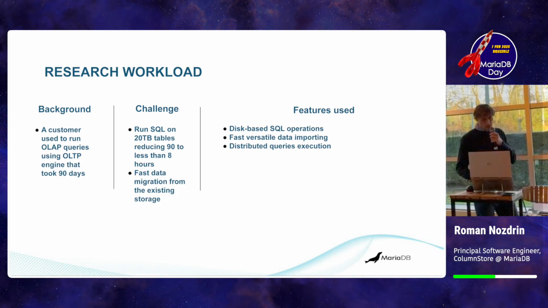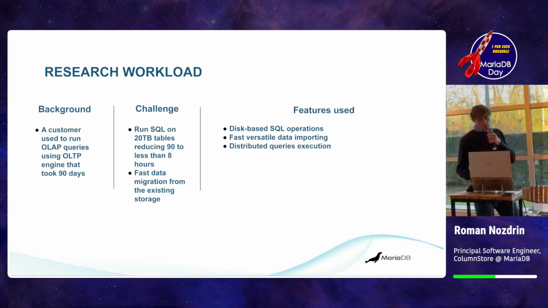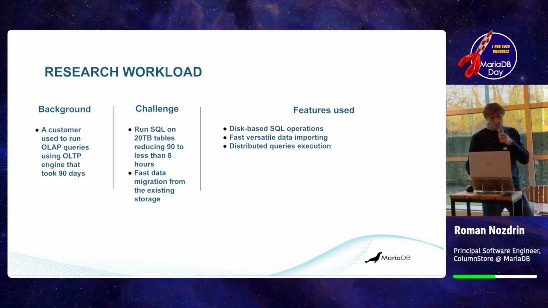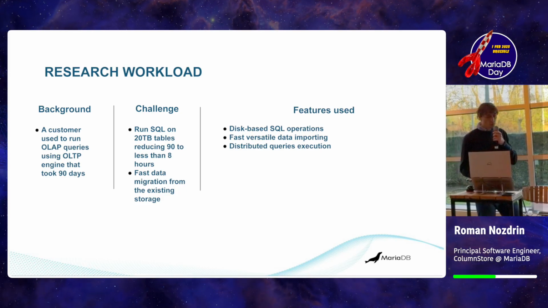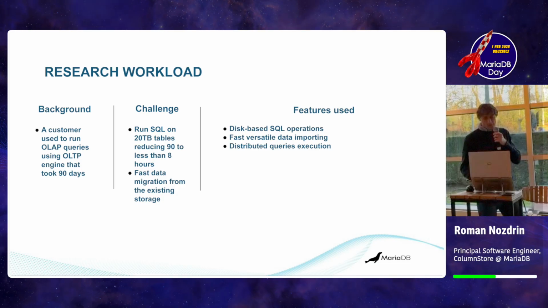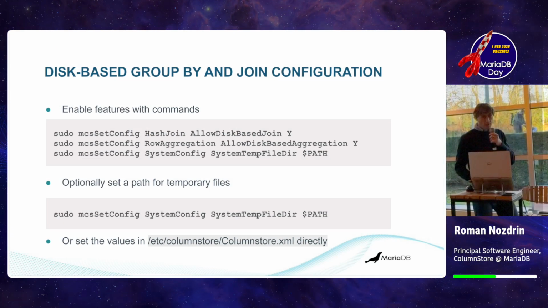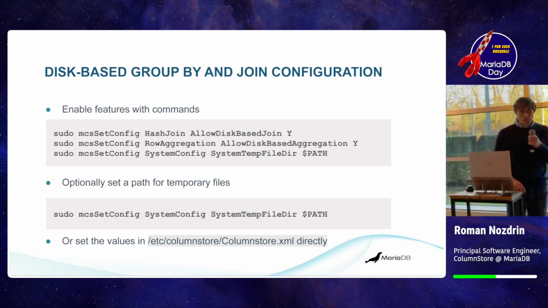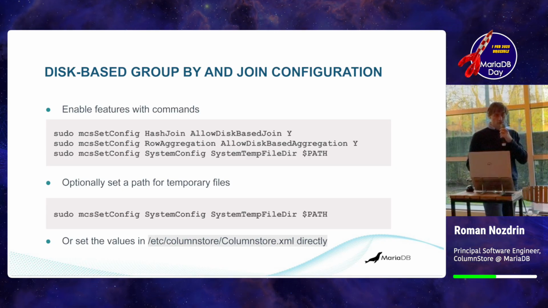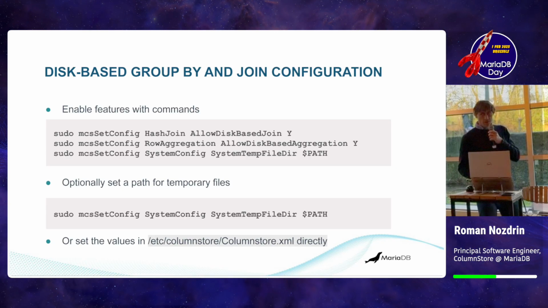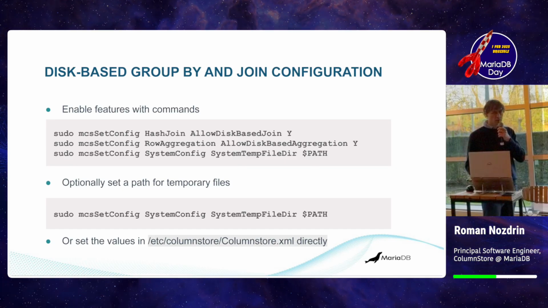So the feature they were using was the disk-based operation that allowed them to reduce the targets from 90 days down to hours. Sorry, how many nodes? Only three. Yeah, under the hood there is a huge storage. Actually, the storage is the most impressive thing.